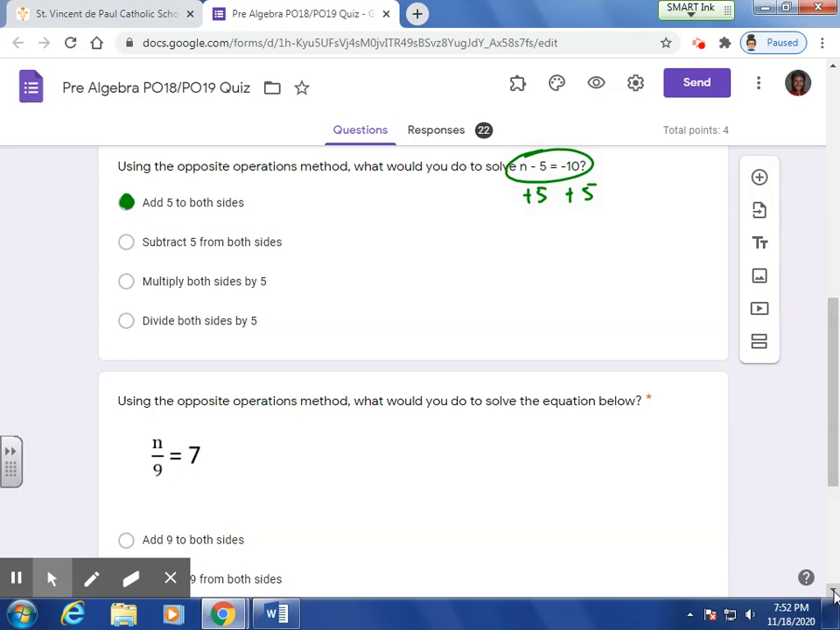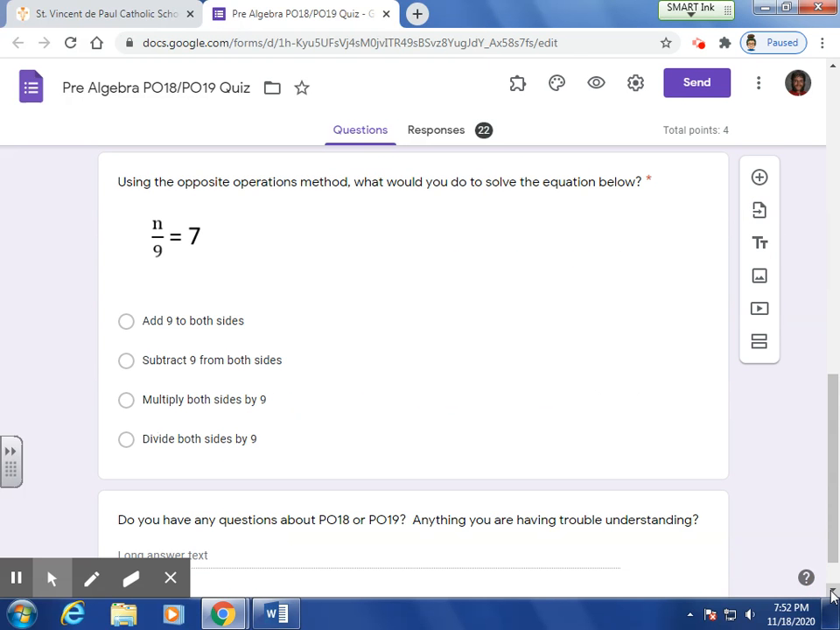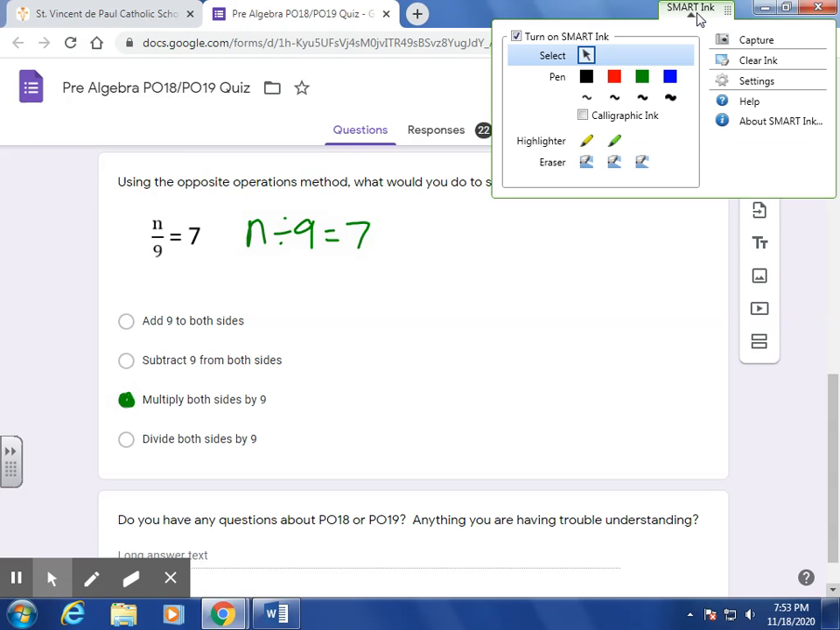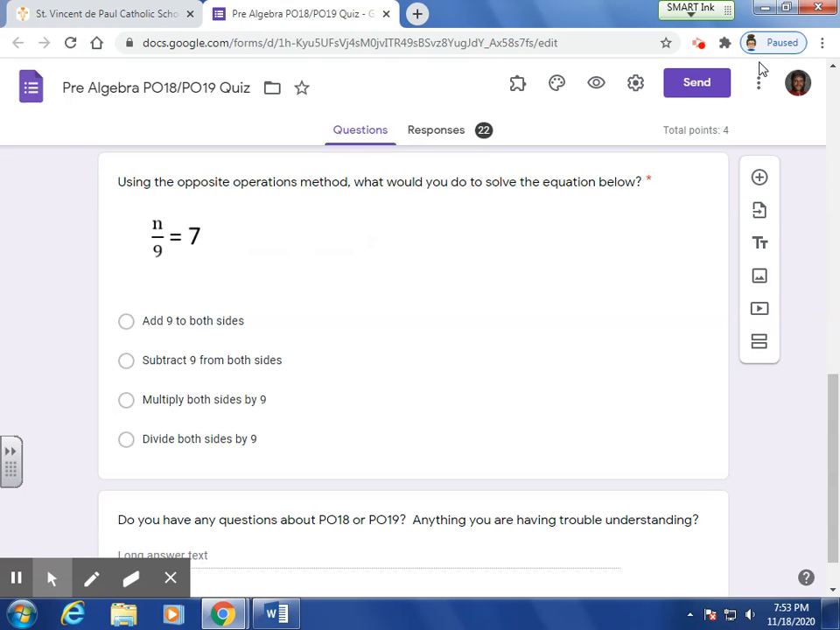And last but not least, using the opposite operations method, what do we do to solve the equation below, n divided by 9 equals 7? We are dividing n by 9 if you want to write it out horizontally. But the opposite of division is multiplication. So we're going to multiply both sides by 9 to get n by itself. And it turns out it equals 63. Okay? So there you have it. Your homework and your quiz, opposite operations with one-step equations.